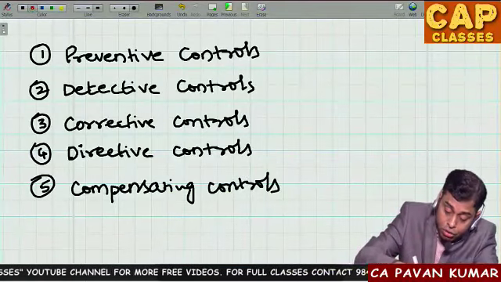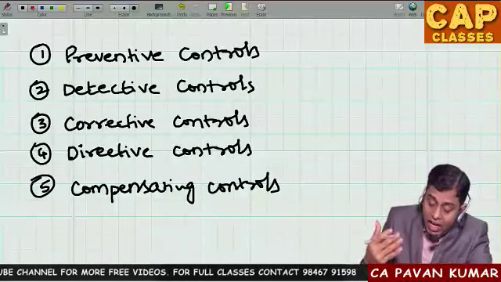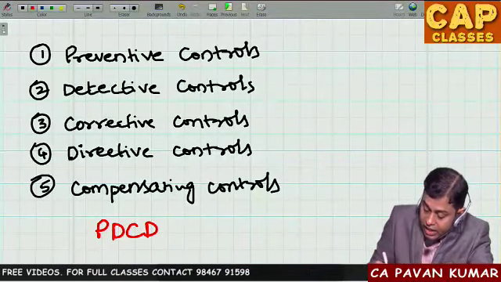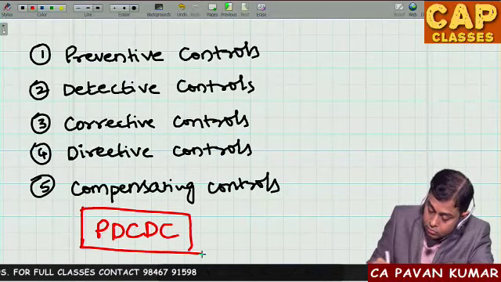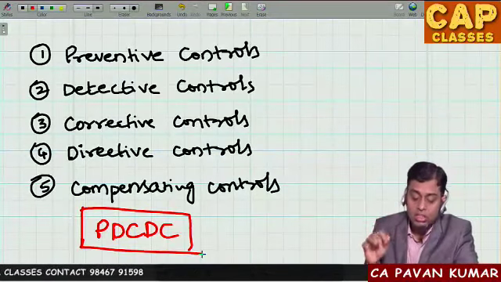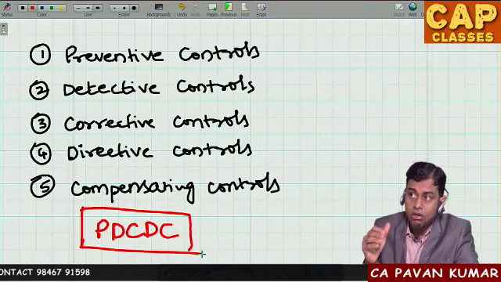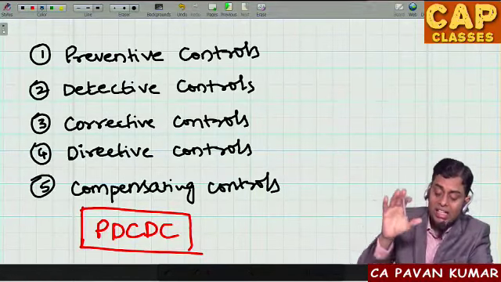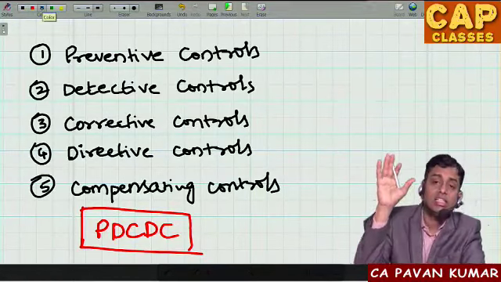If you observe these 5, we can have a memory code: PDCDC. Preventive controls, detective controls, corrective controls, directive controls, and compensating controls. Now let us discuss what these things are.